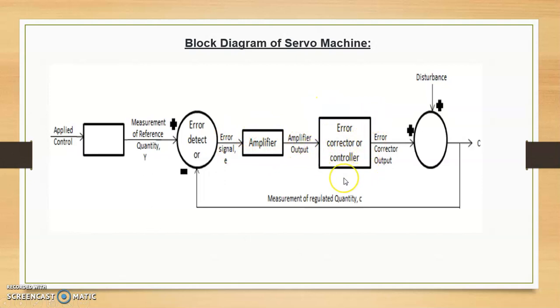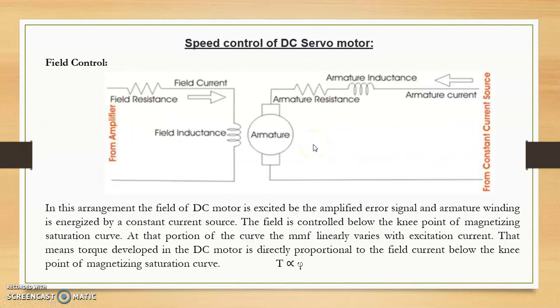This controller may be an Arduino or a microcontroller, depending on your application. The controller compares the amplified error signal and, based on that and your application, generates pulses. With respect to the pulses, the machine gets its input from the system, and thus the coil gets energized. This is the basic construction of the system.